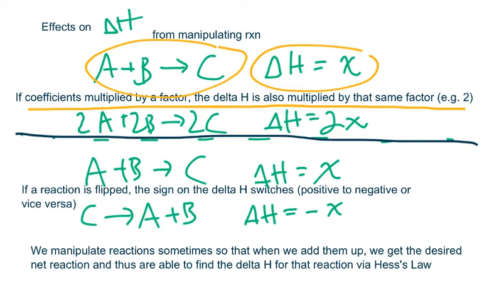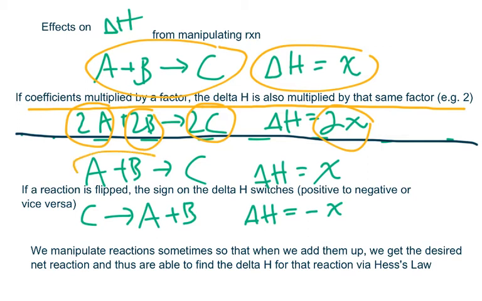So in this case, I decided to multiply everything by 2, so that 2 moles of A plus 2 moles of B make 2 moles of C. And notice how the delta H is also doubled, so now instead of being X, it is 2X. Now what happens when you flip the reaction?